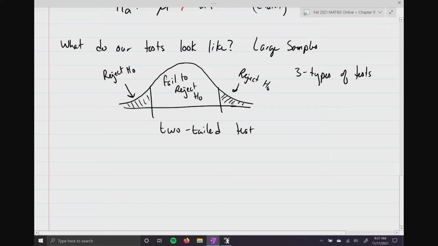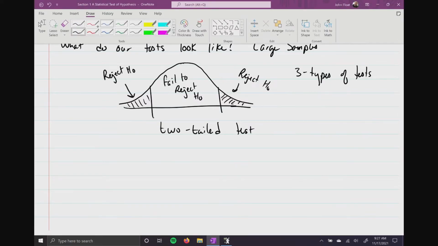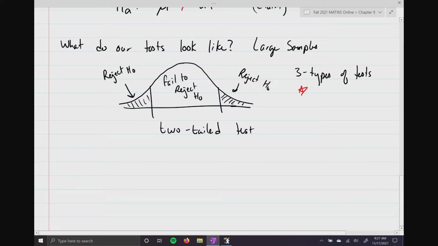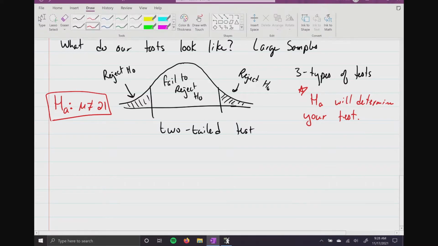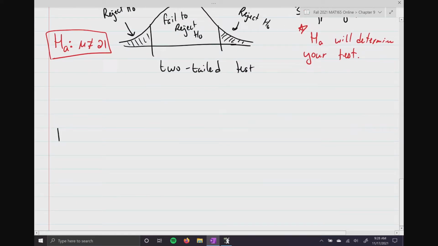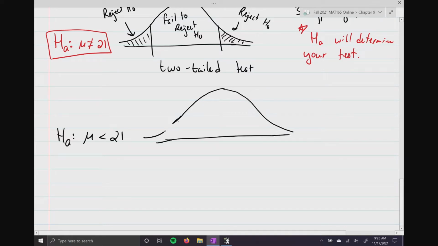Now, how do I know that's the type of test I have? The alternative hypothesis will always determine your test. So, in this situation, our alternative hypothesis, boy, that's a tongue twister. You know what? I'm going to use the number above. So if your alternative hypothesis is not equal to, you will have a two-tailed test. Okay? Now, for the other two, if your alternative hypothesis is less than some number, then you will have a left tail test.